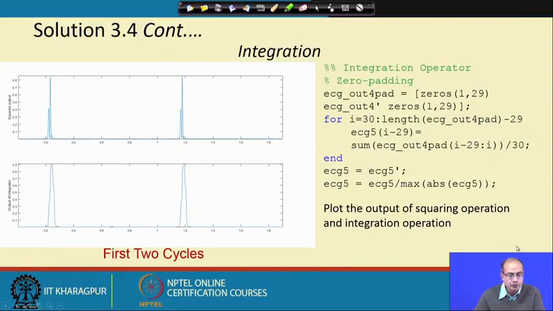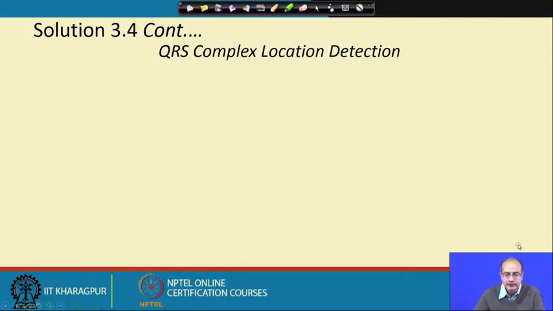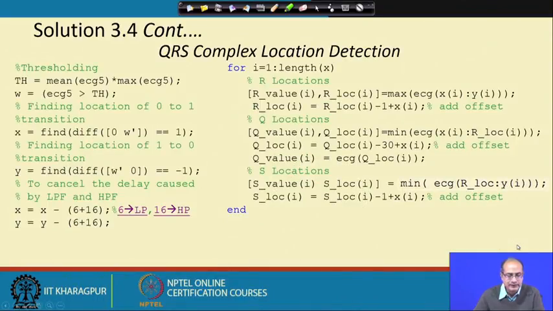When we look at the first 2 cycles, we can see the jagged peaks more clearly, and that helps us see how they merge together after the integration. Next is the QRS complex localization.